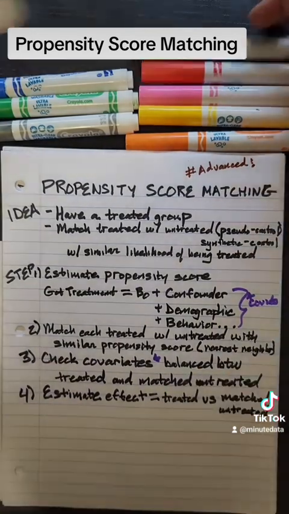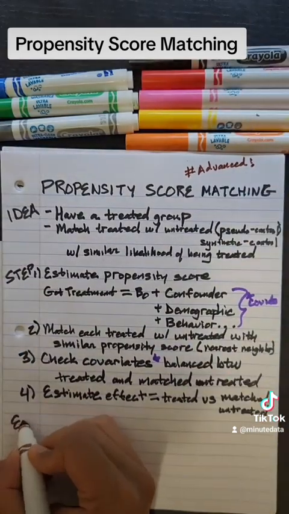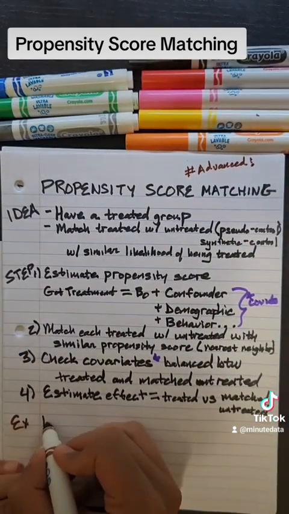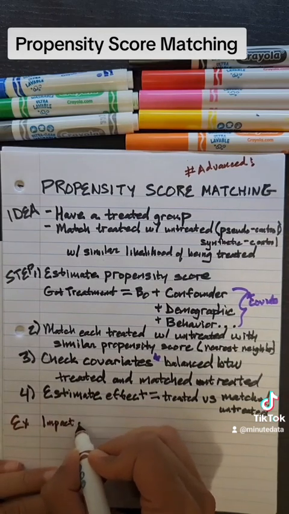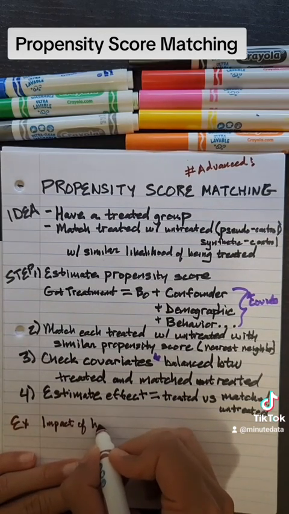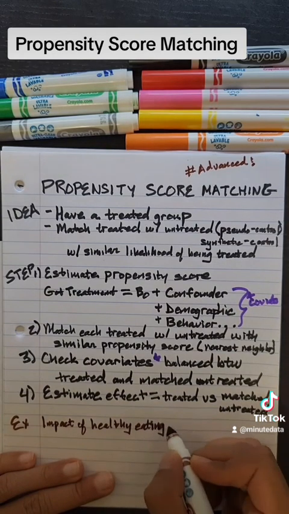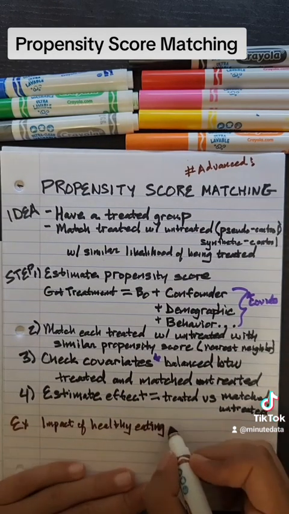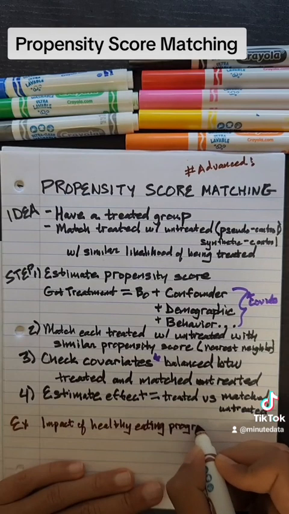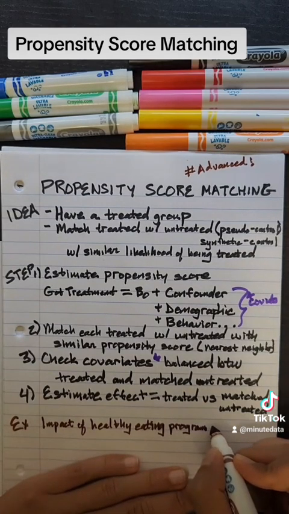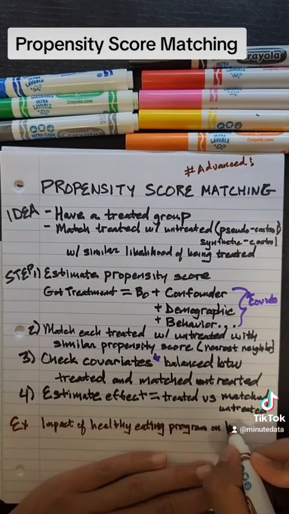So let's do an example. Let's say we want to evaluate the impact of, say, a healthy eating program. And again, it's not an experiment, so some people are choosing to be in this program and some people just are not in this program. And we want to see the impact on, I don't know, say heart attack.